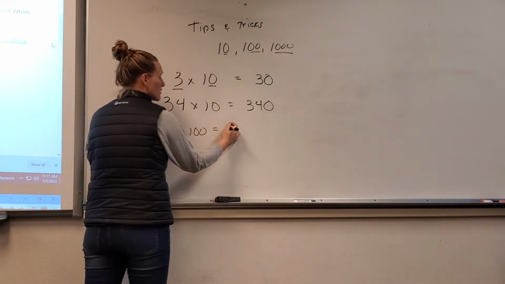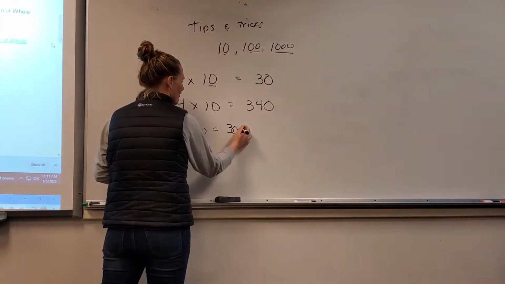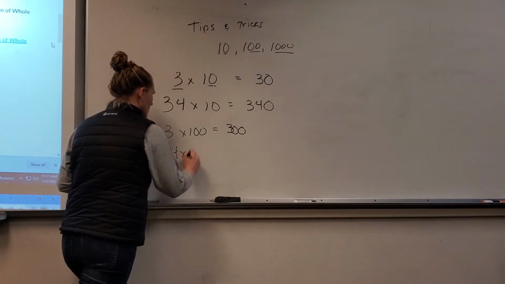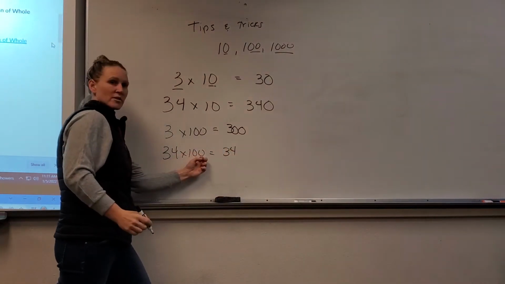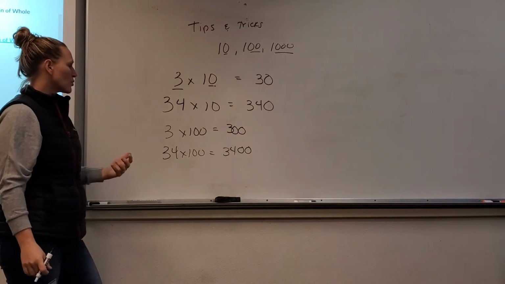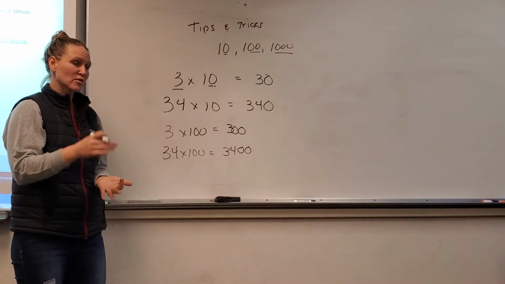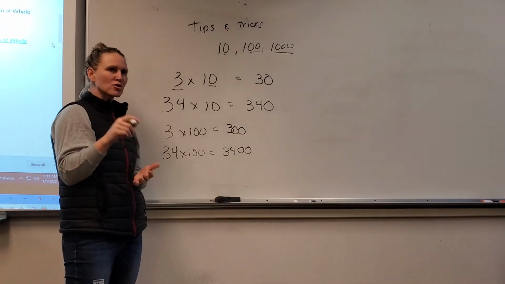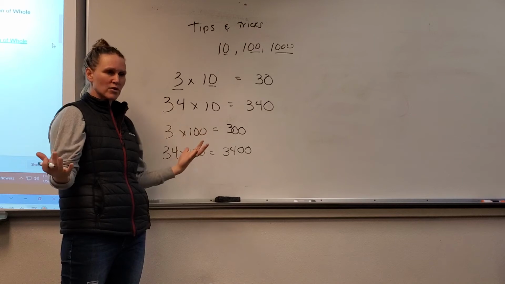Take the original number. How many zeros am I adding to the back? 2. Perfect. Okay? 34 times 100. Take the original number and add 2 zeros to the back. So I want to review that with all of you so that anytime in your math life you have multiplying by tens, hundreds, or thousands, you don't spend time actually doing the math by hand. You go, I take the original number, I just add how many zeros I need, there's my answer.